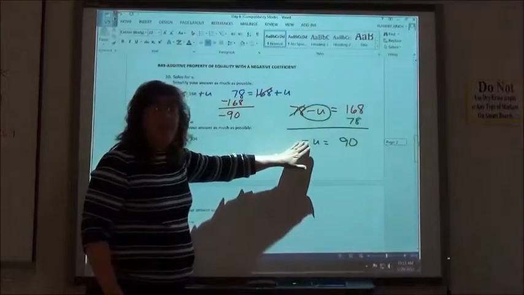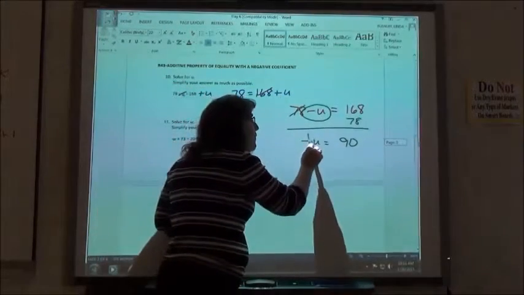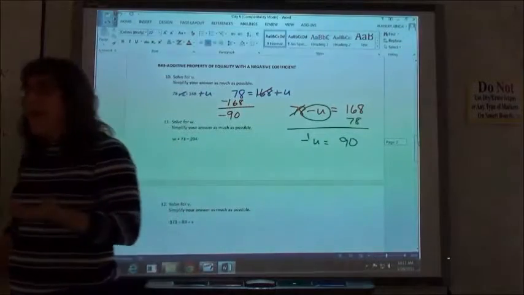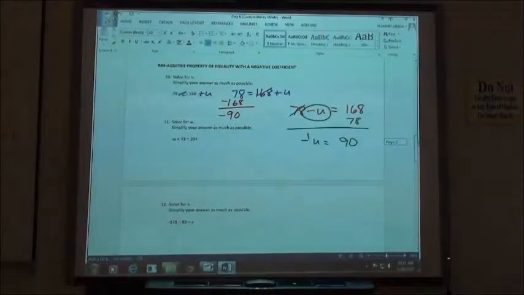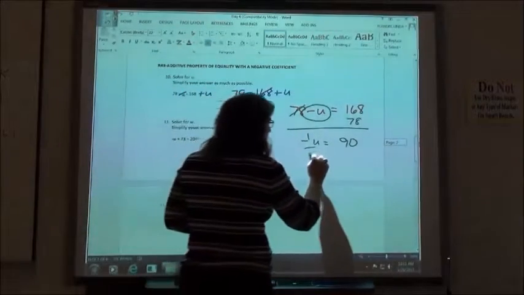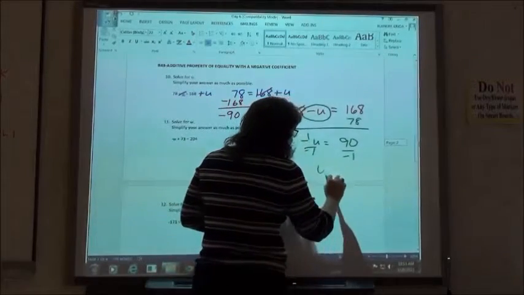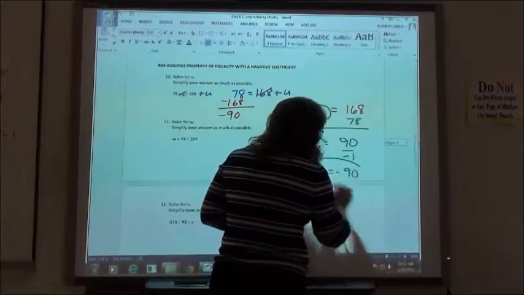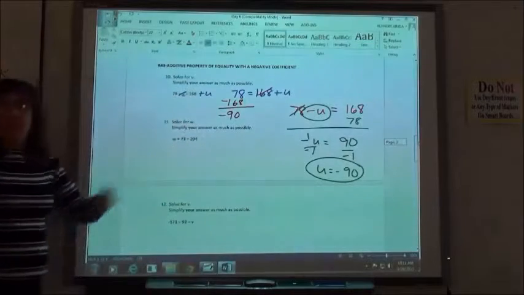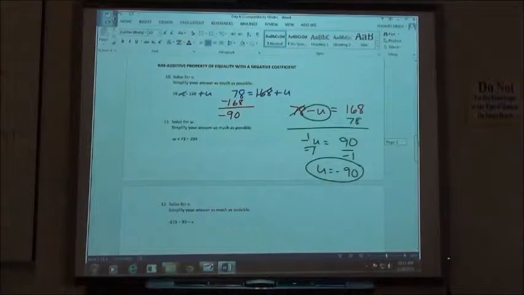Well, I have to remember that that negative u means negative 1u, so to get the u by itself, I end up dividing by that negative 1. If I divide by negative 1, it just basically changes my signs, and hey, I got the same answer either way.